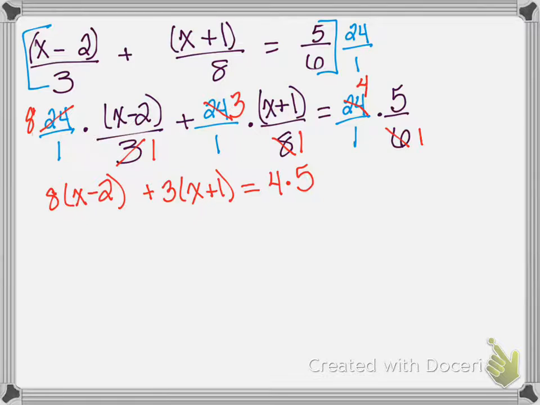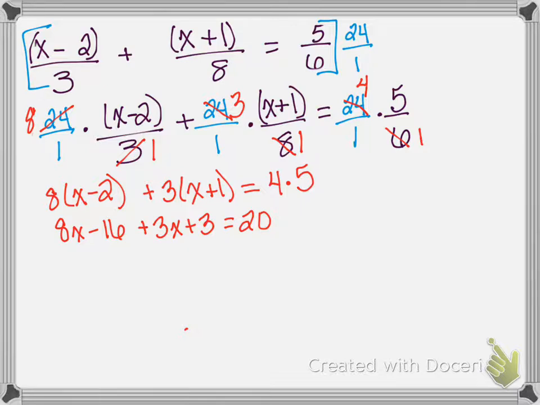So what do we have to do first? Okay, we can't do like terms yet. Sorry, distribute. Before we do like terms, we've got to distribute. So I have 8x minus 16, 3x plus 3 equals 20.